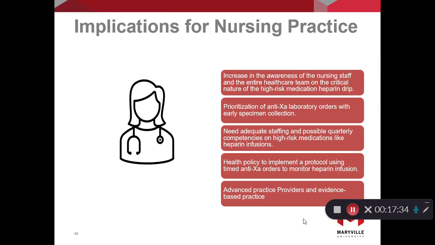What does this imply to nursing practice? Increased awareness of nursing staff and the entire healthcare team on the crucial nature of the high-risk medication heparin drip. They need to prioritize laboratory orders for patients who were on heparin drip. The need for adequate staffing. The need for policy to implement protocols using timed anti-XA orders to monitor heparin drip.